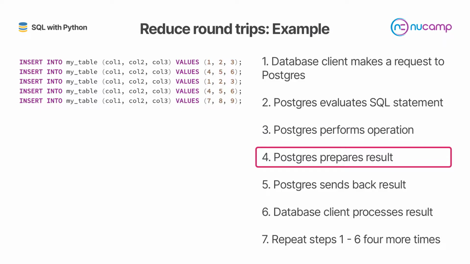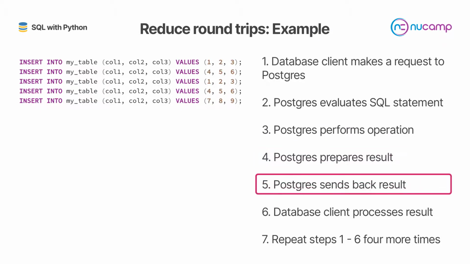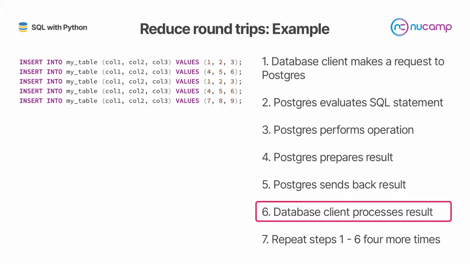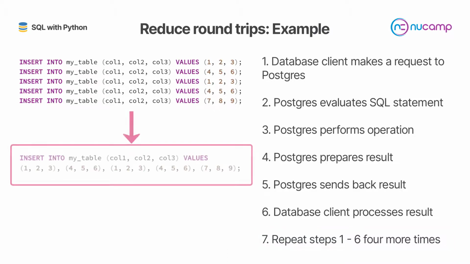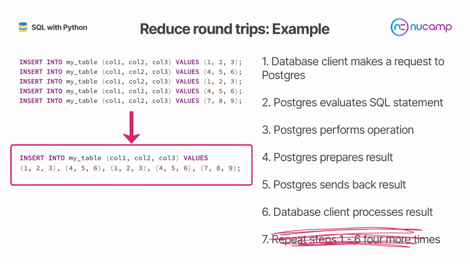Fourth, Postgres would prepare a result, such as a success or failure notice. Fifth, Postgres would send that result back over the network to the client. And then the client would process the result from Postgres. Finally, we repeat steps 1 through 6 4 more times. In this example, we make all the inserts in one statement, so we can avoid step 7 altogether.